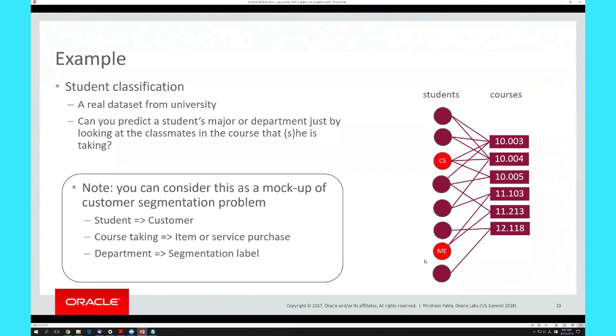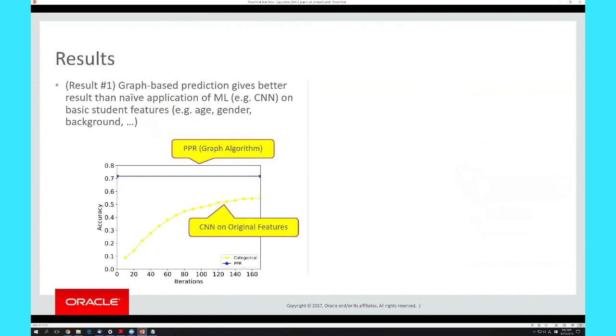Why look at this problem? It seems very artificial, but you can still consider this a mock-up of customer segmentation. If you replace students with customers, and courses with the items or services they purchased, then you are trying to predict the label of new customers by looking at what they purchased. Yes, I'm skipping all the details here.